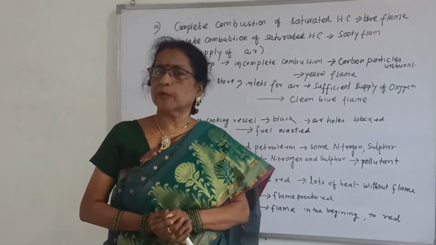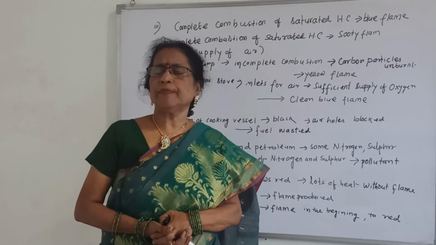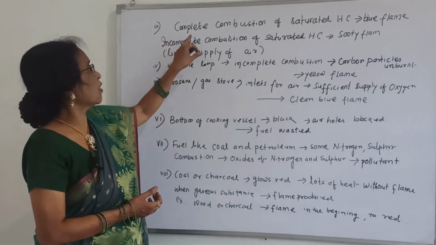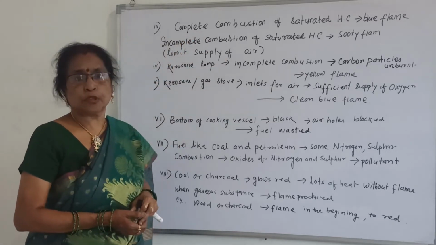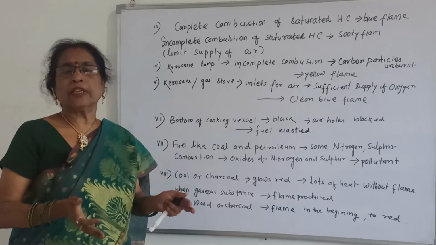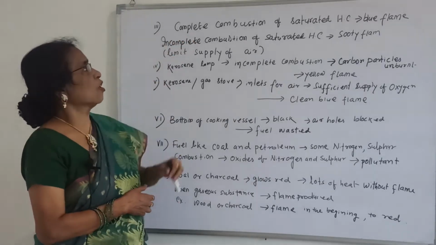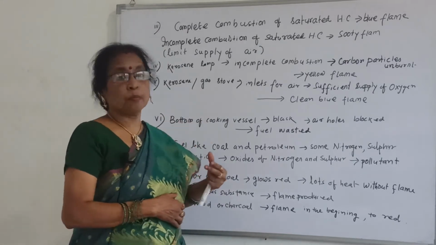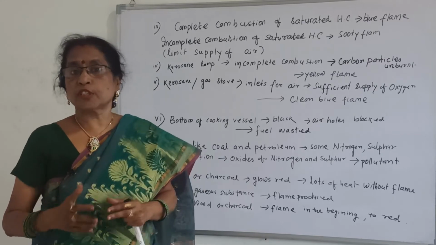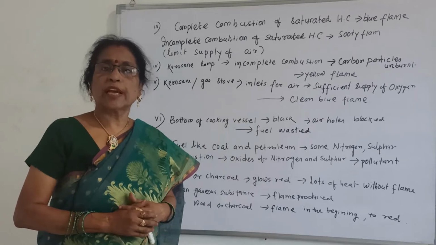Saturated hydrocarbons also give two types of flame, one is a blue flame, the other is a yellow flame. When a saturated hydrocarbon undergoes complete combustion, complete burning, a sufficient supply of oxygen must be supplied. Complete combustion means complete burning, where excess oxygen is supplied, and then you will get a blue flame.